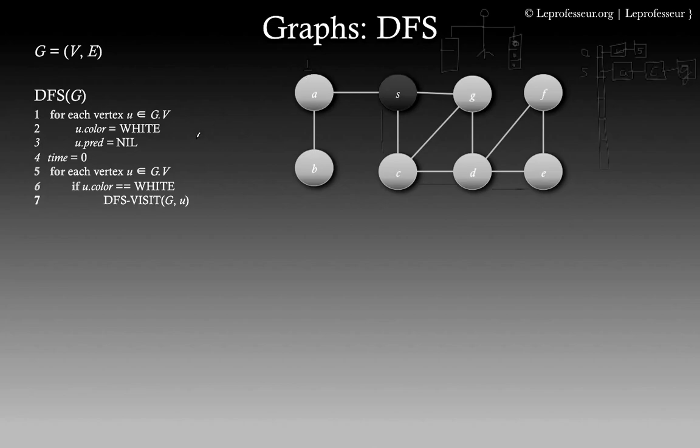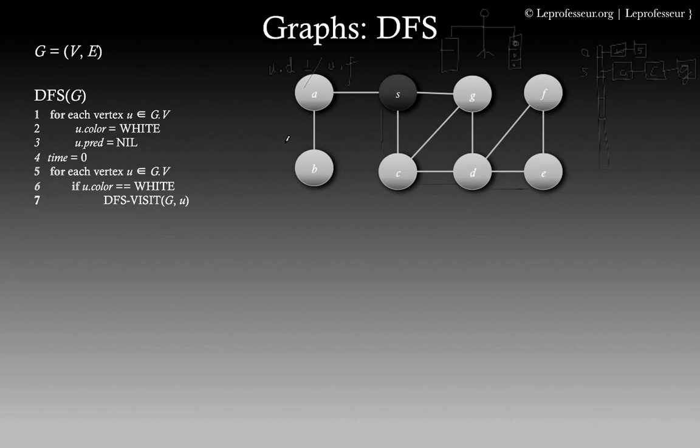We maintain two timestamps. One is a discovery timestamp, which we can call u.d, when the vertex is discovered, and the other timestamp is u.f, when the vertex is finished. This is important if you want to analyze some statistics, because we are in the recursive loop, so we want to know at what time this vertex is going to be finished.